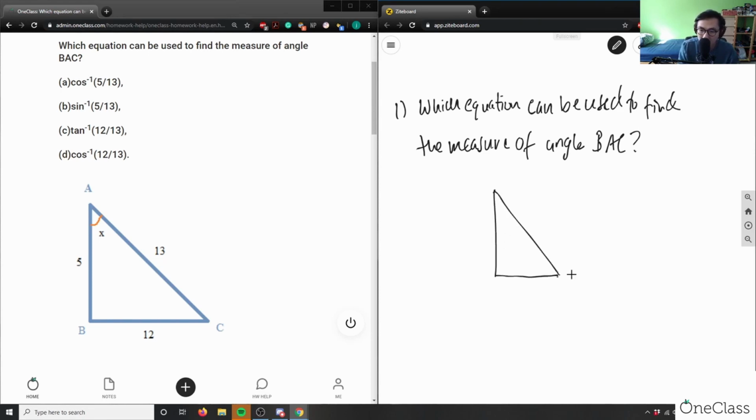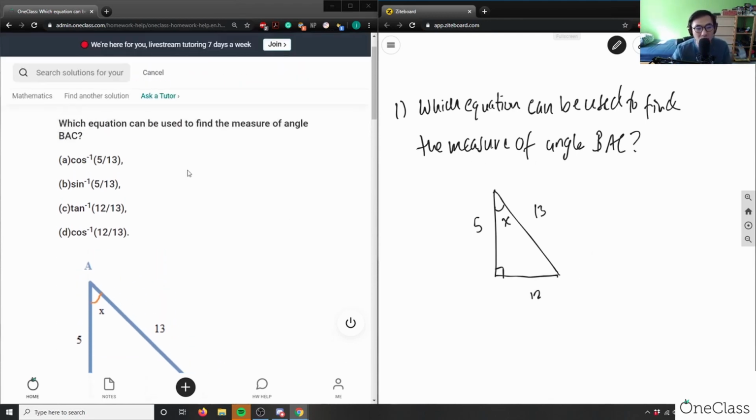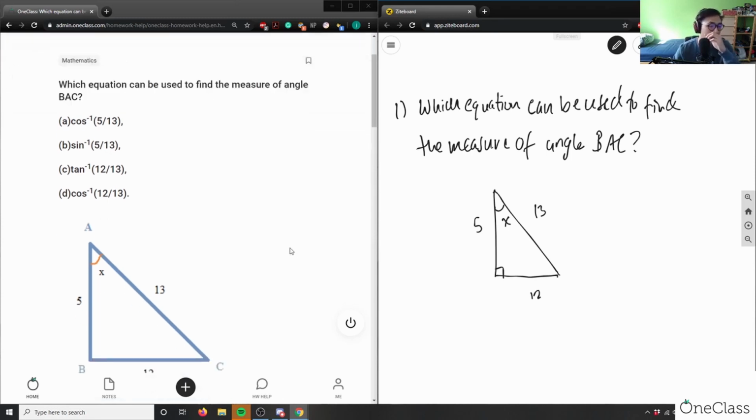So this is our triangle here. I'm assuming this is a right triangle, I don't think they state it here, but I'm pretty sure it's a right triangle. They have 5, 12, and 13, and they're asking which of the four equations here gives the angle BAC. So BAC would be here, x here.